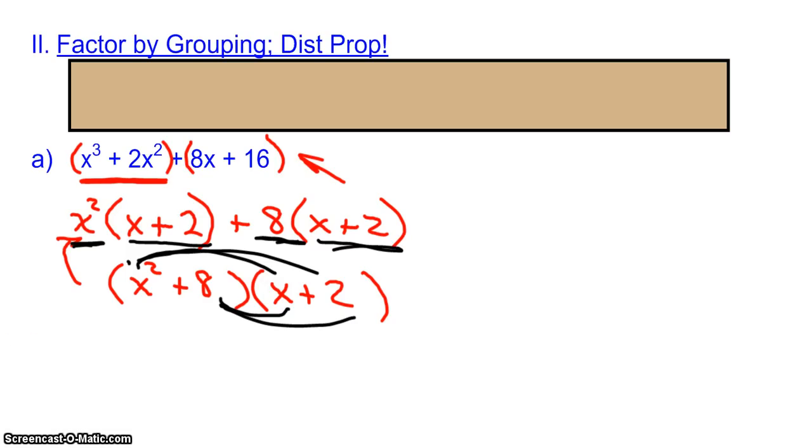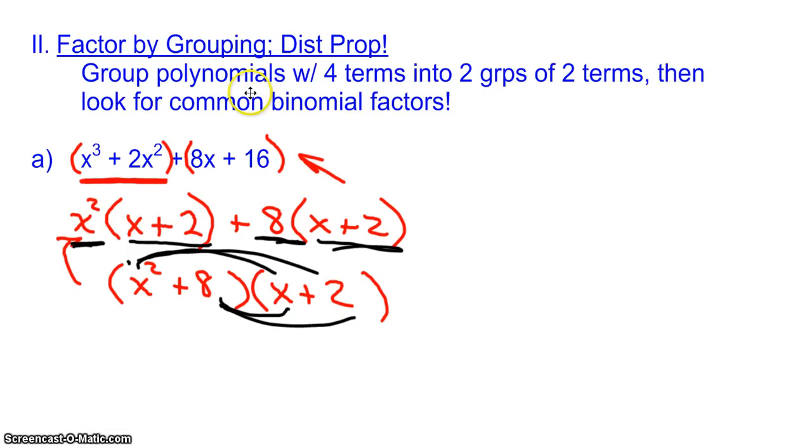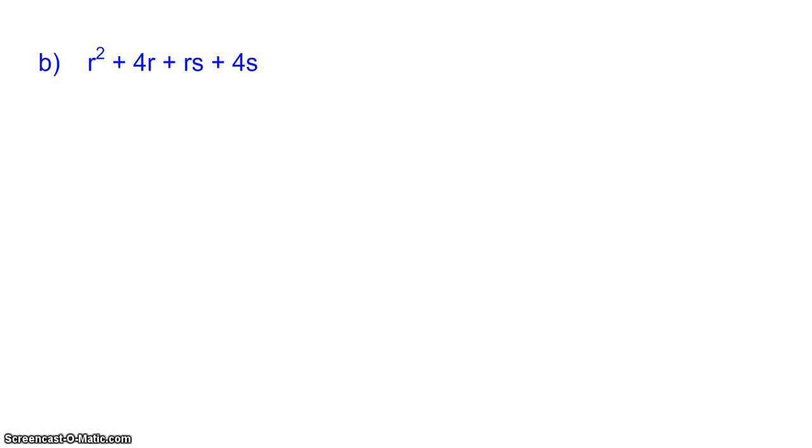Okay, so the note here says group your polynomials with 4 terms into 2 groups of 2 terms, which is what we did here. And then look for the common binomial factors. Okay, let's do it again.